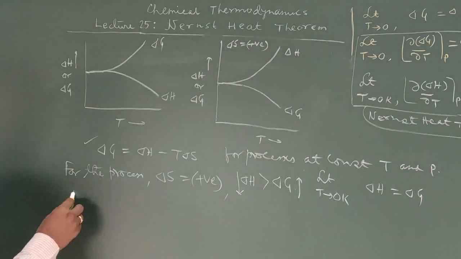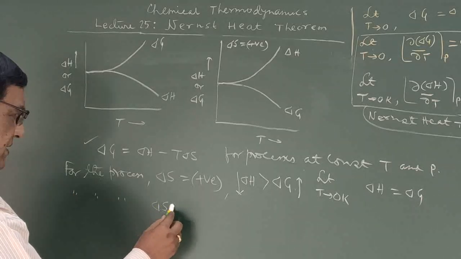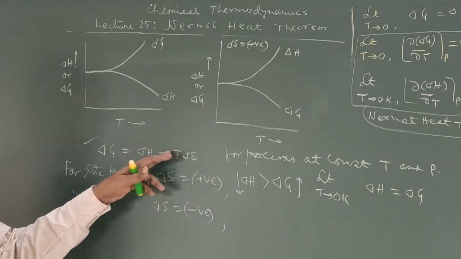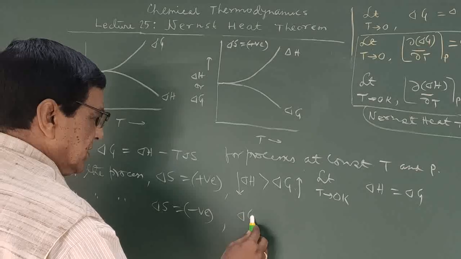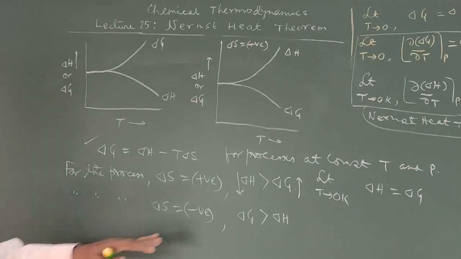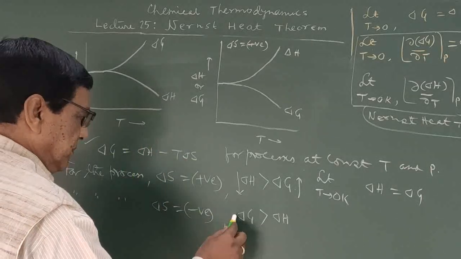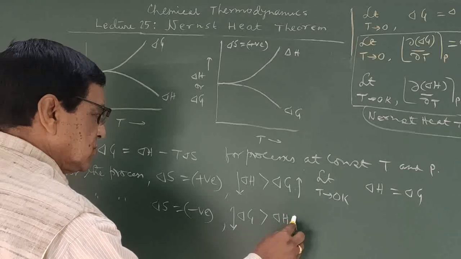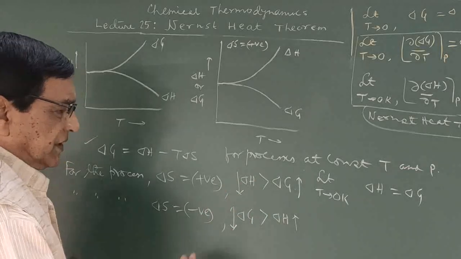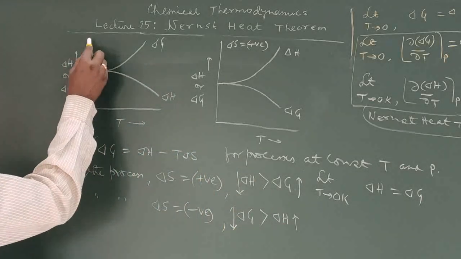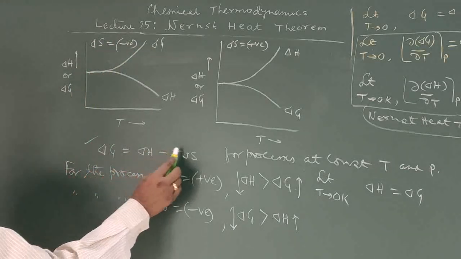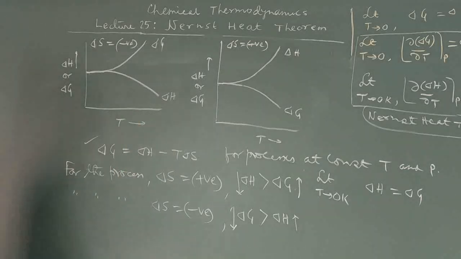And if for the process delta S is negative, then this term is positive, meaning delta G is greater than delta H. So in order to get this equality at very low temperature, with the lowering of temperature this one will decrease and this one will increase, and whenever T tends to 0 Kelvin, these two become equal. So in this case, delta S is negative. So by the use of this relation, these two would be explained very nicely.